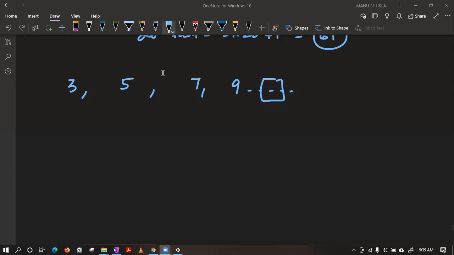Yes, you are saying it is 11. So that means you are saying it is plus 2, plus 2, plus 2, and plus 2. Fine. So now can you generalize this, class? Can you find a pattern in this? Can you find a formula, a general formula in terms of variable?